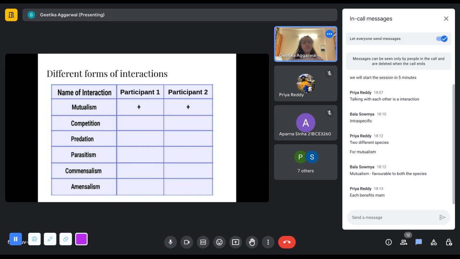Okay. So in competition, you will notice that both the parties of the interaction will be negatively impacted. Neither of them is going to get a benefit out of that competition, but instead they're both going to face some sort of a cost. Okay. And what is predation? This should be simple. Predation, parasitism. What are these interactions? Are they gaining something? Are they losing something?